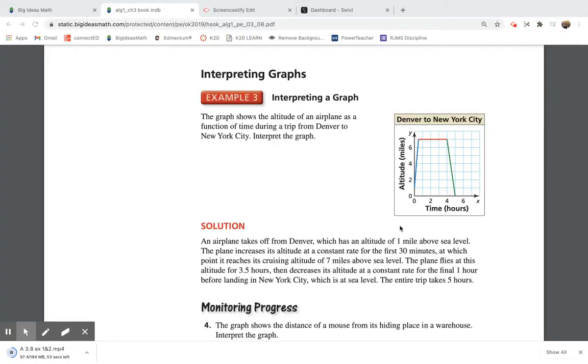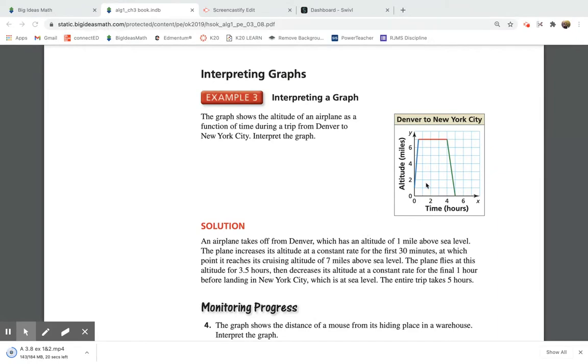Okay, example 3, we're interpreting graphs. This is still kind of the same thing as analyzing it, but now we're going to break down each piece with actual numbers and stuff. So this graph shows the altitude of an airplane as a function of time during a trip from Denver to New York City. Interpret the graph. So they went ahead and each separate line, they split into different colors for us.